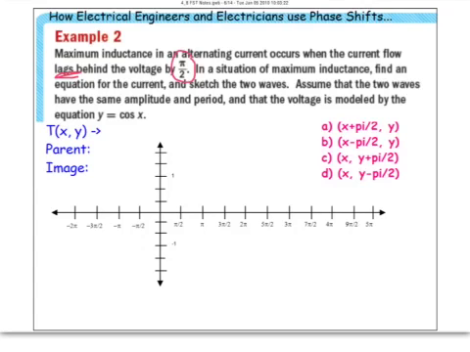Assume the two waves have the same period and amplitude, and that the voltage is modeled by the equation y equals the cosine of x. So we can sketch the cosine of x, and then what they want us to do is graph maximum inductance. So here's maximum inductance. They want it graphed. They're telling us also graph voltage, but use this equation for voltage. So let's just graph the voltage first.